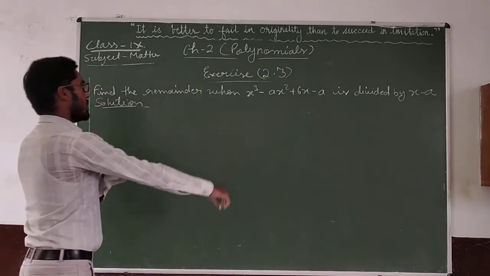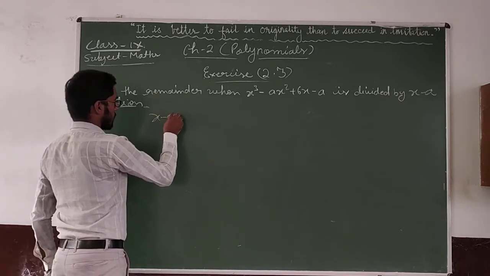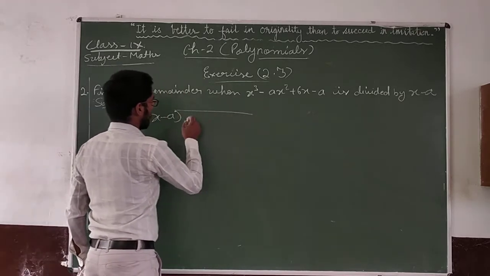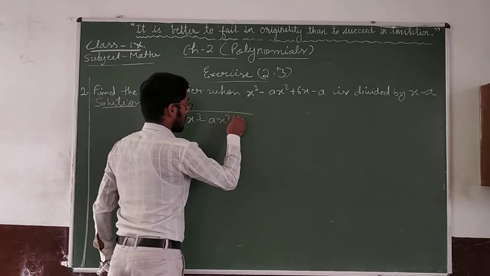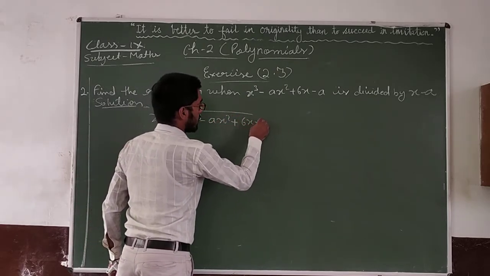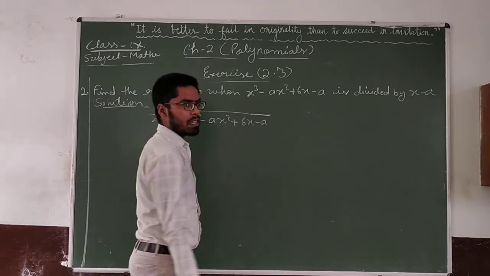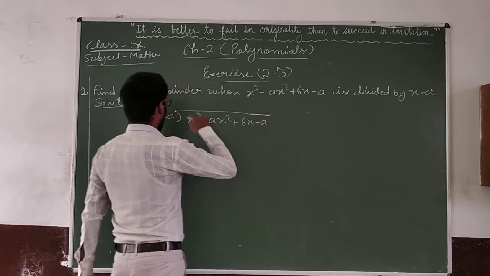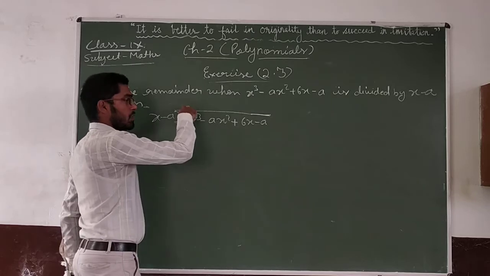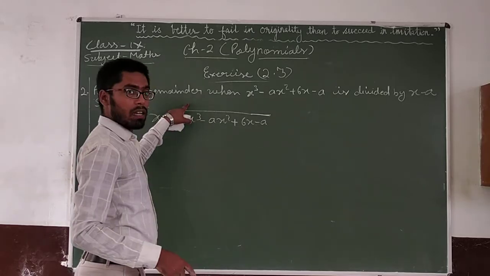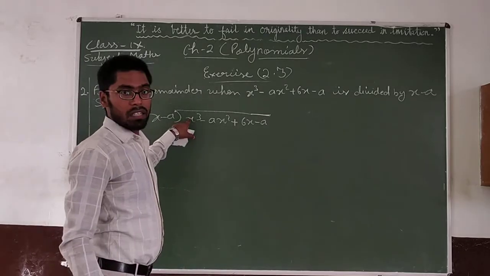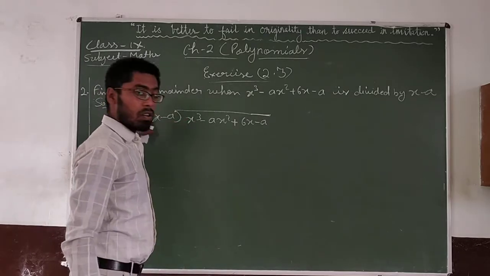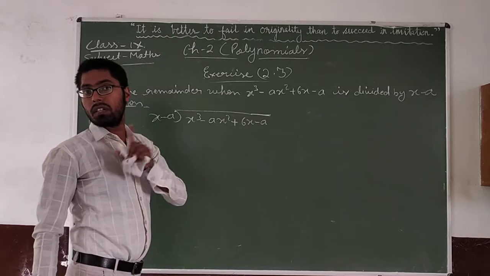Now, your divisor is x minus a and the dividend is x cube minus ax square plus 6x minus a. Okay, start dividing. Here the sign is plus, and your next quotient terms will be positive. In the dividend there is x cube, and in your divisor you have only x. So how many x are there? x square.